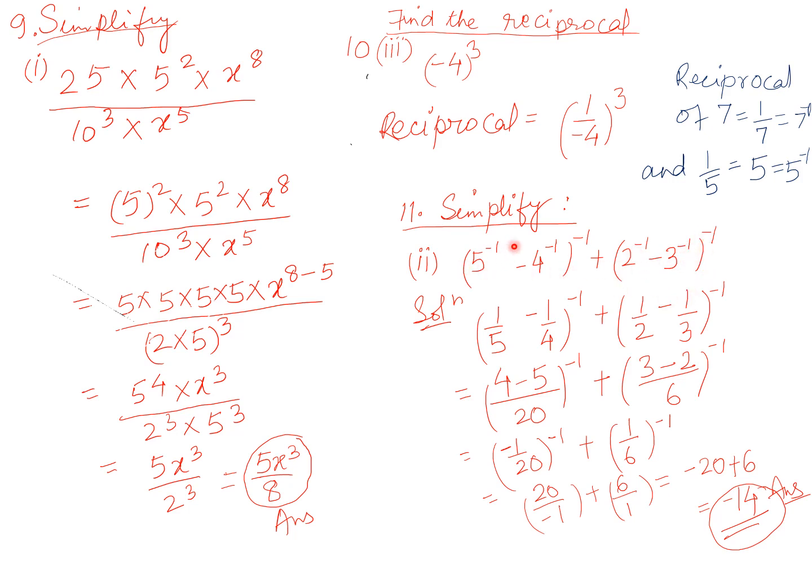Now don't get worried, oh my god, they are using negative powers. I have already told you how to change negative to positive. 5 to the power minus 1 means 1 by 5. Same way 4 to the power minus 1 means 1 by 4. So I will write 1 by 5 minus 1 by 4 in the bracket to the power minus 1. Okay, leave it as it is. Same way here it will come 1 by 2 minus 1 by 3 in the bracket to the power minus 1.